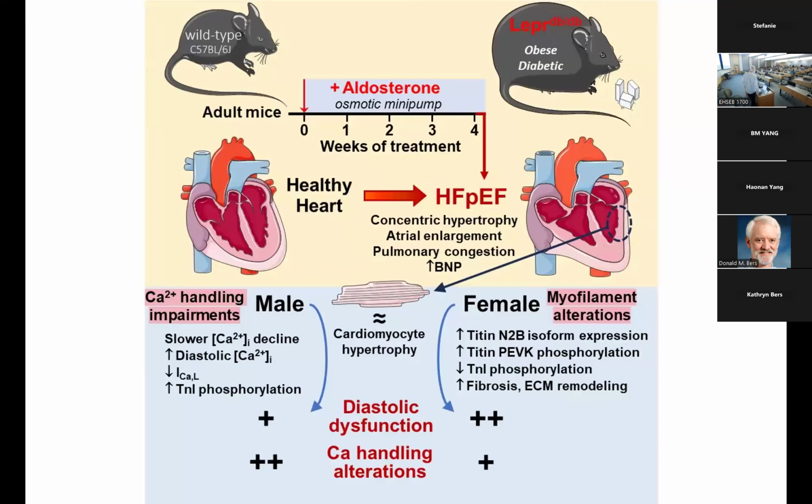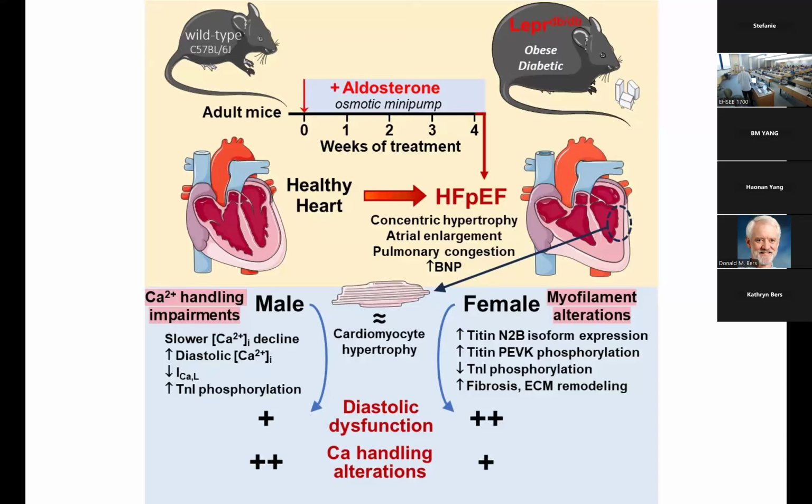So our conclusion from that story is that in the males, my level of calcium seems to be at least partially sufficient to explain what's going on in the males in terms of calcium dysfunction. I didn't mention it before, but there's also decreased L-type calcium current. So the calcium side, in my wheelhouse, seems to be more important in the males, whereas the myofilament properties and fibrosis, things not involving calcium, seem to be more important in females.